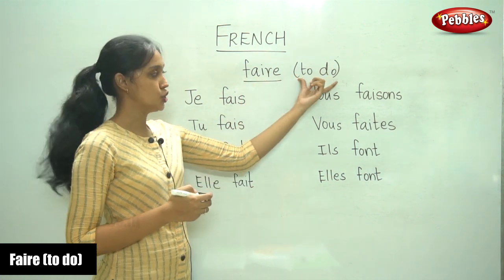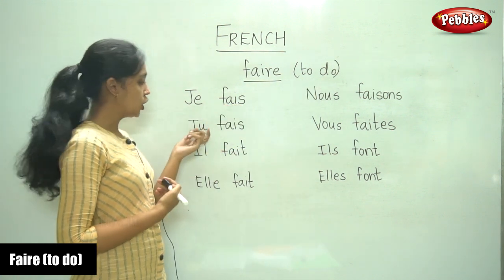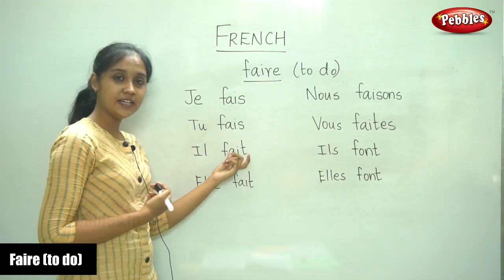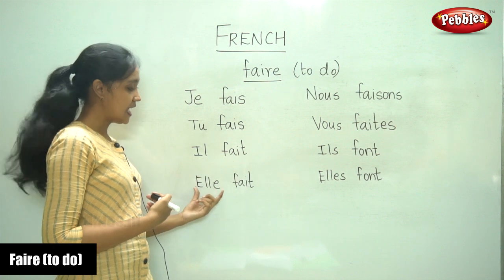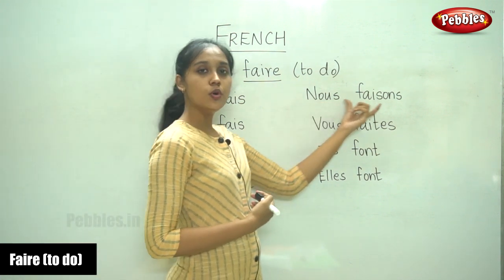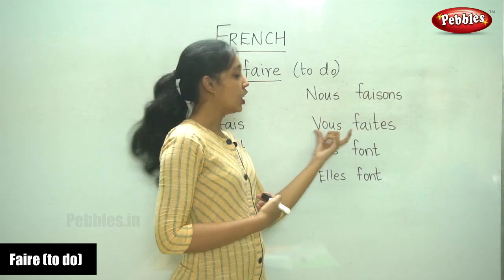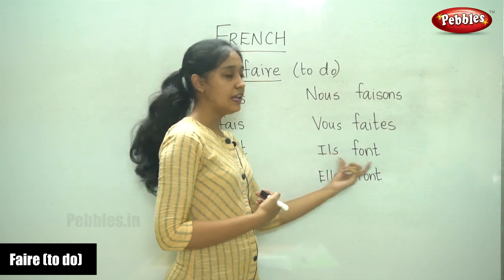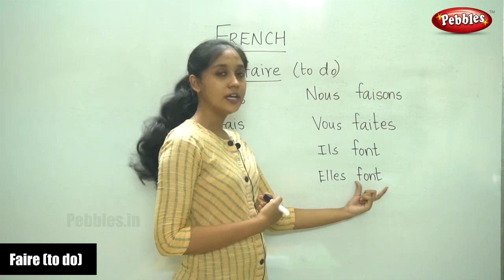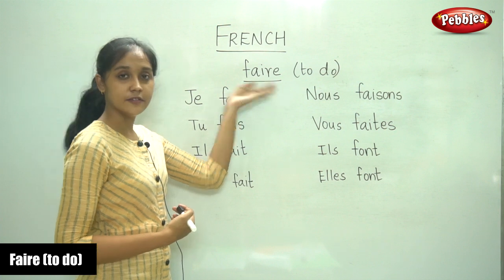Faire is to do. Je fais, I do. Tu fais, you do. Il fait, he does. Elle fait, she does. Nous faisons, we do. Vous faites, you do. Ils font, they do. Elles font, they do. So this is how you conjugate this verb.